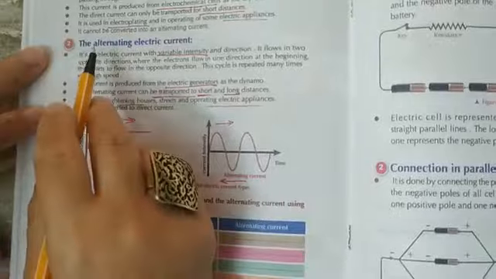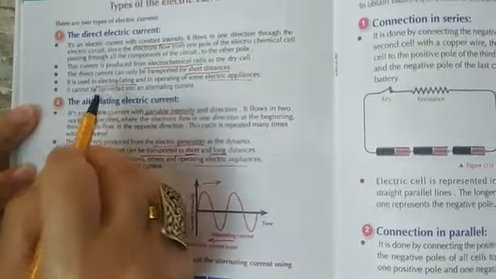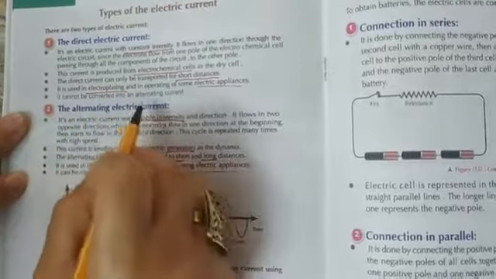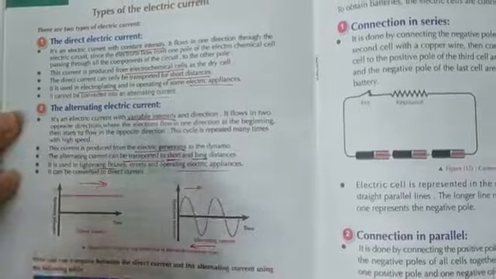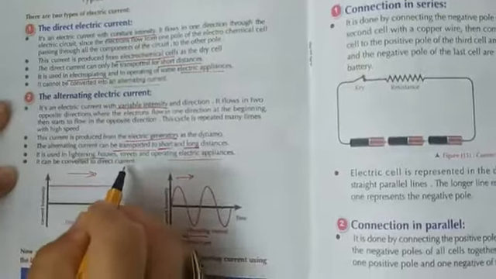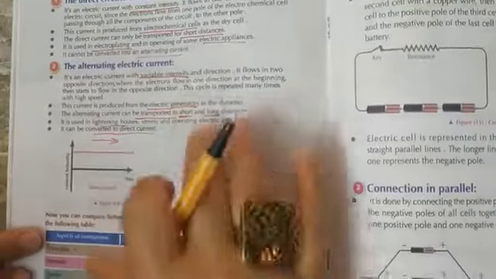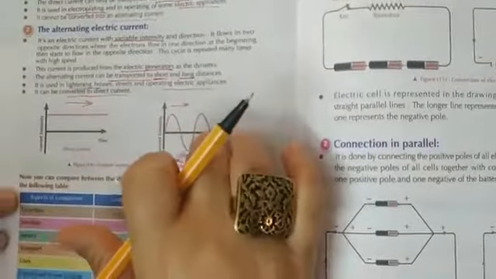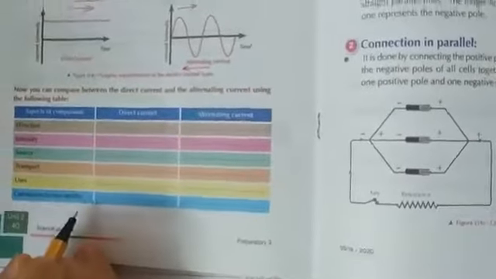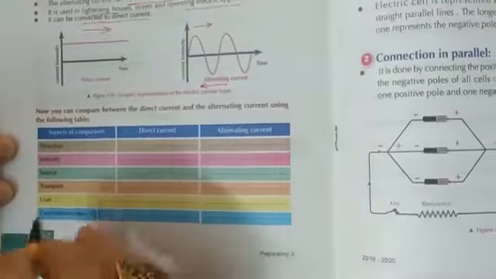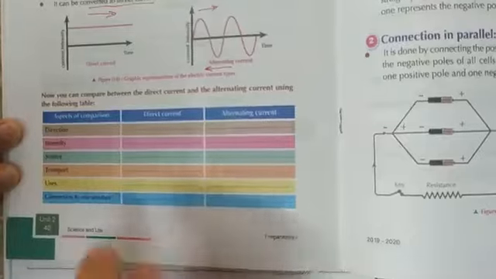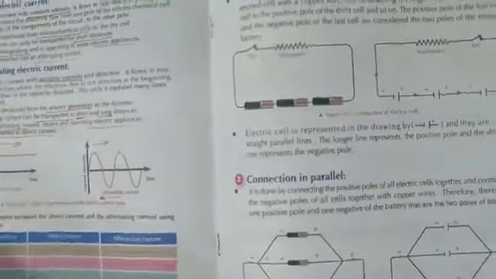We can't convert direct current into alternating current, while alternating current can be changed into direct current. This is the comparison between direct and alternating current. You have this table. You can try to answer it by yourself.